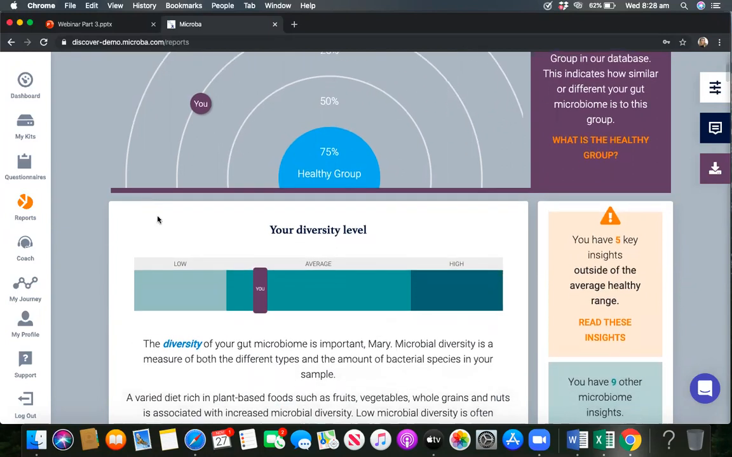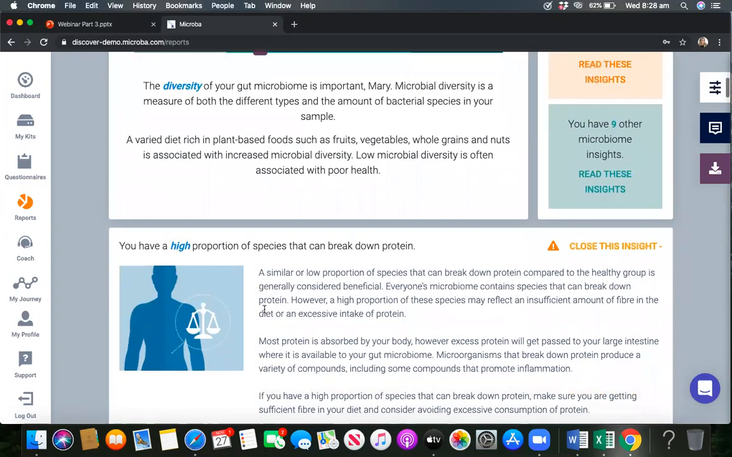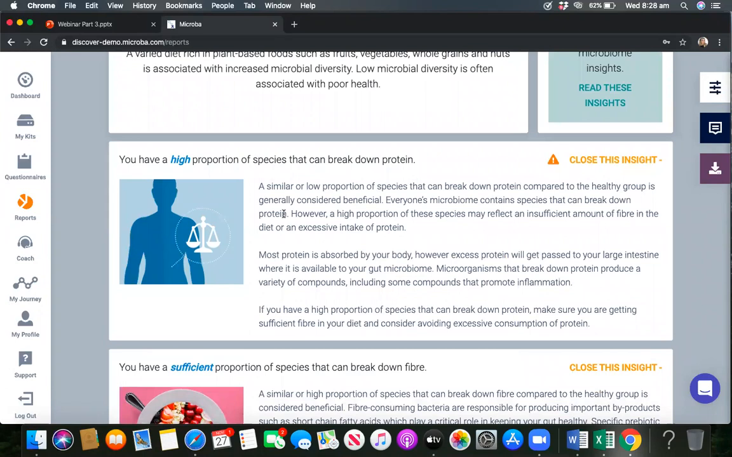So we can see here that his diversity is actually on the lower end of average. It's not super low, but it's sort of creeping up that way. And you can see here that he actually has a high proportion of those protein degrading species as well.